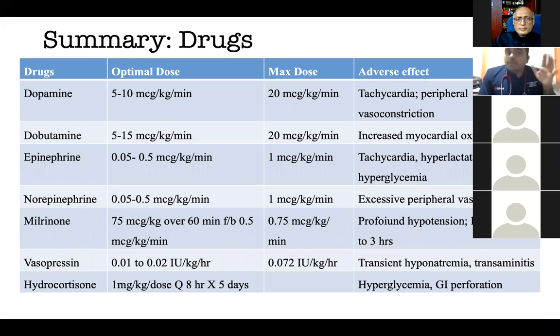So the optimal dose which we typically use in neonates is 5 to 10. Dobuta again, doses of 5 to 15. You don't go beyond 15 for dobuta and beyond 10 for dopa. Epinephrine, we have already discussed.